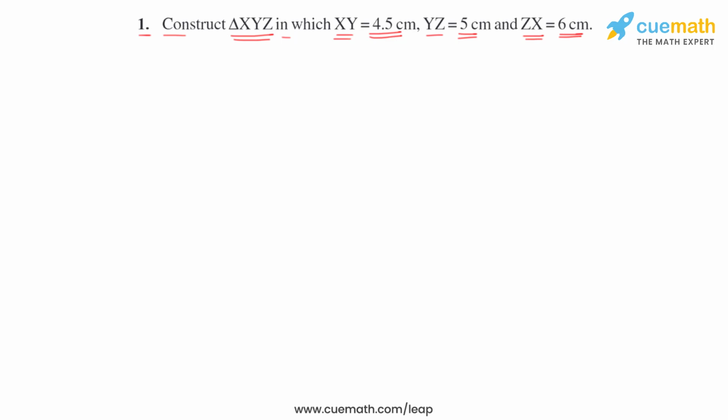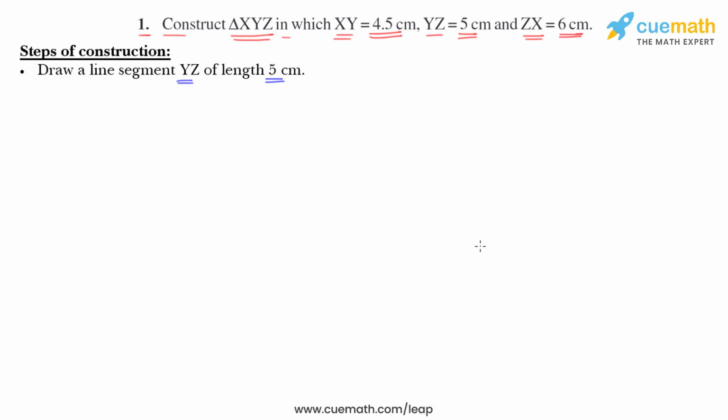So let's start. First step, draw a line segment YZ of length 5 centimeters. So we start by what they have given. They have given that YZ should be 5 centimeters. So let's draw a line segment whose length is 5 centimeters, YZ. So let's say this is line segment YZ. Mark the endpoints. This is Y, this is Z, and the length is 5 centimeters.